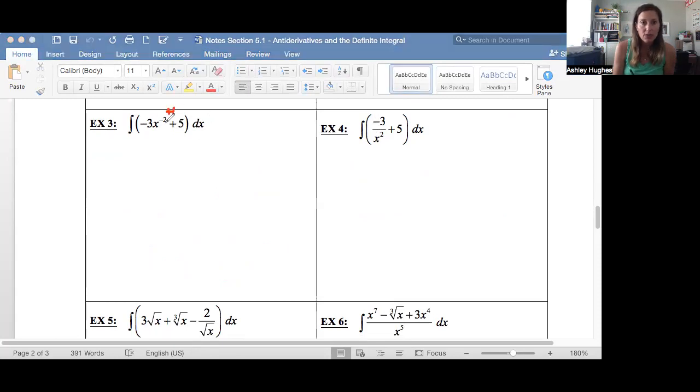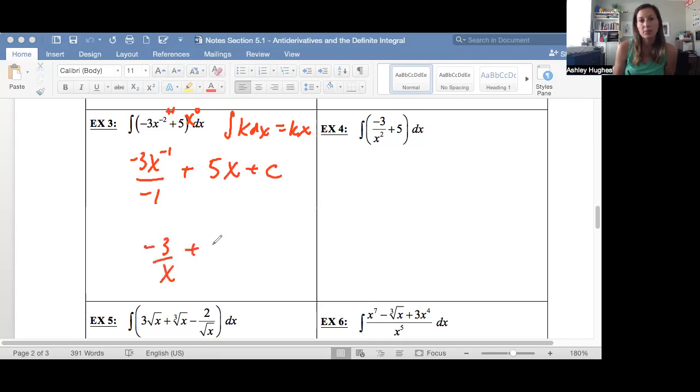You can write it out if you need to. -2 plus 1 is actually -1. Then you divide by that -1. When you have a 5, that's just the k rule, so it's just kx. You can also imagine it's x to the 0 power there. There's no x, you're going to add an x. So if I simplify this, -3 over x plus 5x plus c.